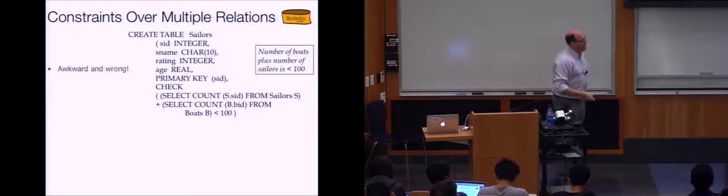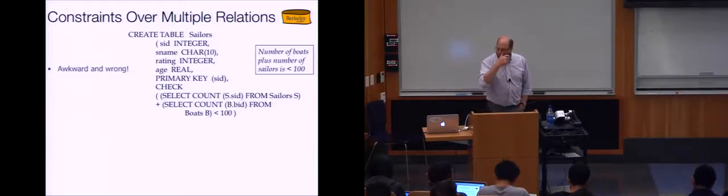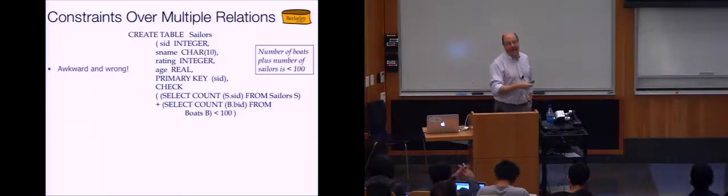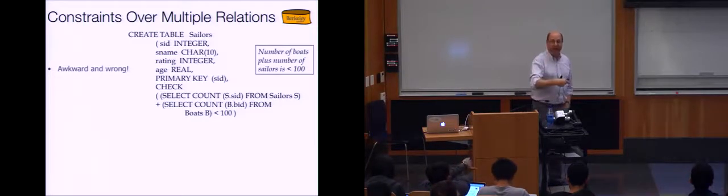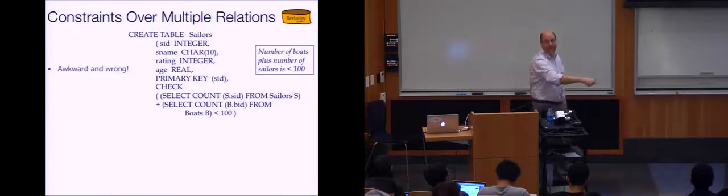But it turns out that not only is this kind of awkward, it's actually wrong. And one of the reasons it's wrong is you can't do it. The system won't let you. I shouldn't say that. I'm not sure if the system will let you. That's another thing to check on Postgres. But I think there might be a problem that you can't have, inside a check constraint, a reference to a different table.